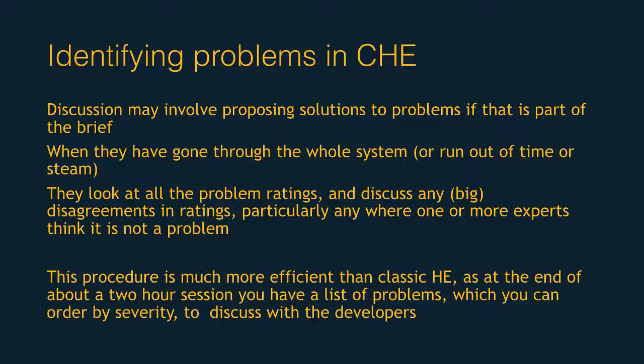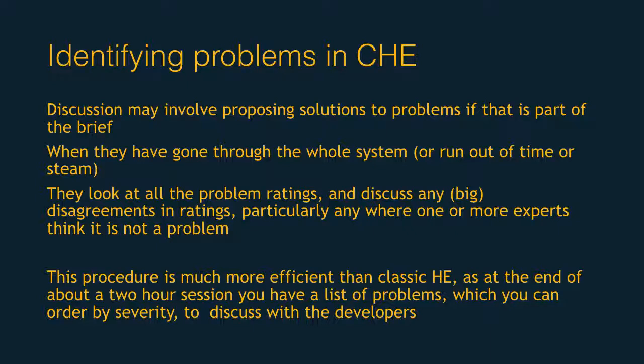So you go through the system, you either run out of time or steam, or you come to the end of the system, and now you've got a list of the problem descriptions you've all agreed on and your private ratings. So at that point you can reveal your ratings to each other. And you can have some discussion if your ratings, particularly if they've differed a lot, or particularly if one expert has thought something's not a problem and the others think it is a problem, you might want to resolve that.